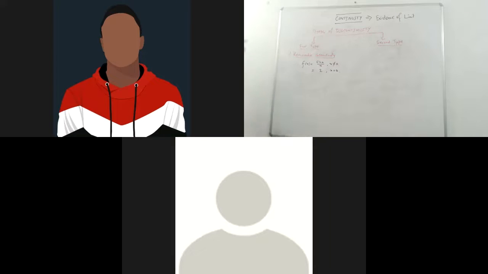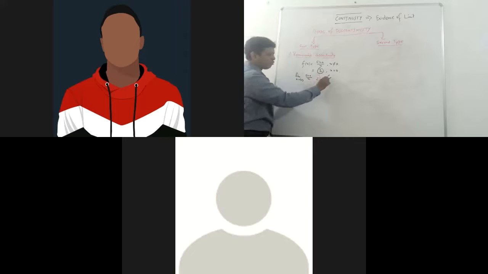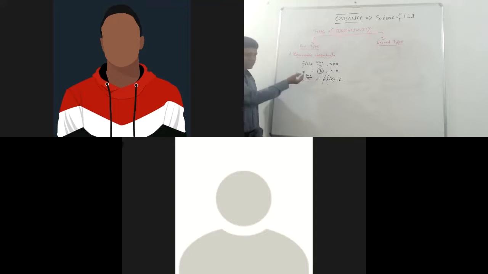Let's check whether it is continuous or not. Is it a continuous function? So you have to check the limit first. What is the value of this limit? Standard limit. So this is 1. For the function to be continuous, it has to be 1, because the functional value at 0 is given as 2. So the function is discontinuous here.